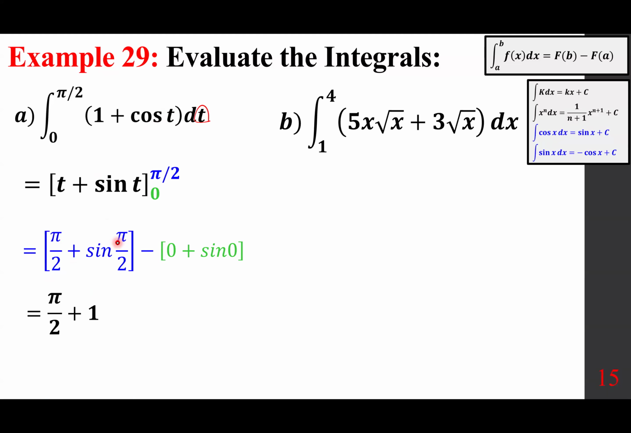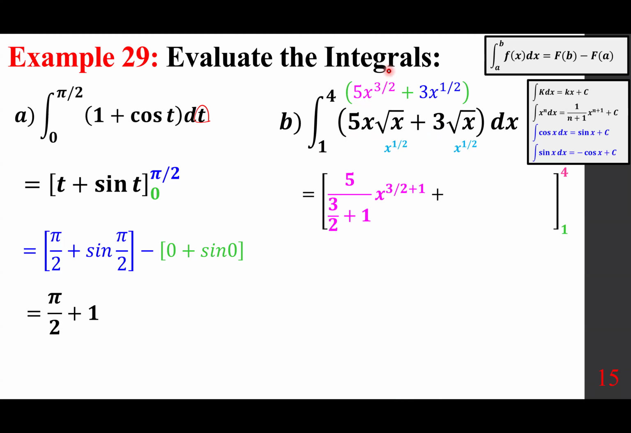What about this one? First and foremost, use your algebraic technique to change this to x to the power of 1/2. This has exponent 1. 1/2 becomes 5x to the power of 3/2. Now it's an easy anti-differentiation. 5 times what? 5 divided by 3/2 plus 1, x to the power of 3/2 plus 1. 3 divided by 1/2 plus 1, x to the power of 1/2 plus 1. And as I mentioned, we don't need a constant because it goes away.